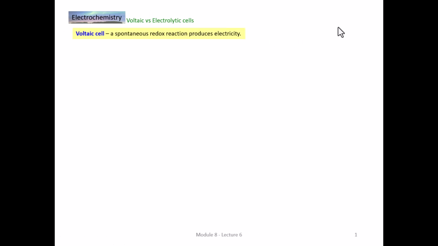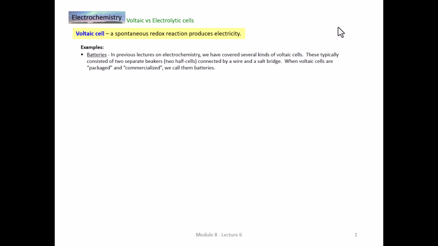Now, as we've defined before, a voltaic cell is where a spontaneous redox reaction produces electricity or a flow of electrons. What are some examples of voltaic cells? Well, as I've just said, batteries are the most common example of a voltaic cell, and we've actually talked about several different kinds previously. Typically, they consist of two separate beakers or two half cells connected by a wire and a salt bridge. Now, when these voltaic cells are packaged and commercialized, we call them batteries.